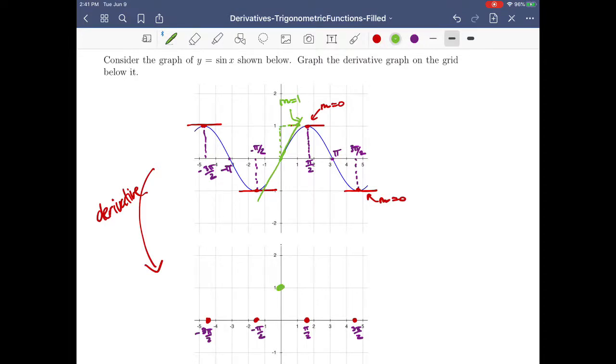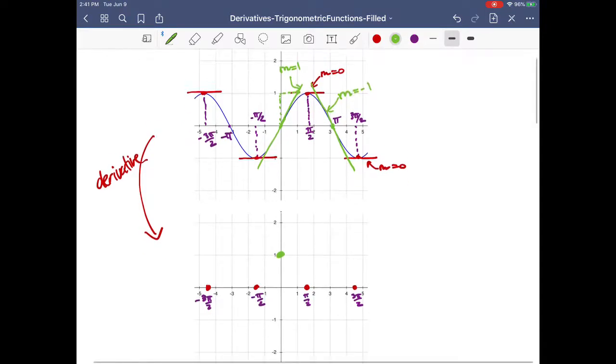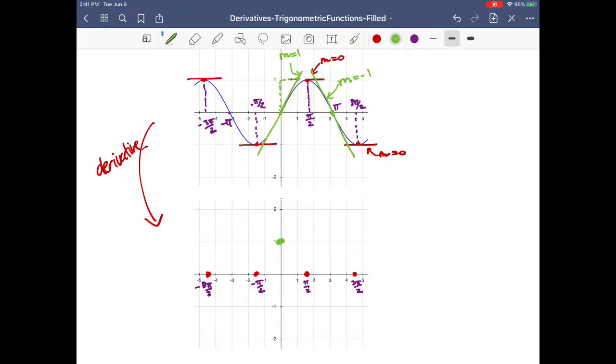Similarly at pi, this is another point where it's fairly steep, and the slope is going to be similar, but now it's negative. This slope looks like negative 1. So at pi, we're down at negative 1. Similarly at negative pi, we're also at negative 1.